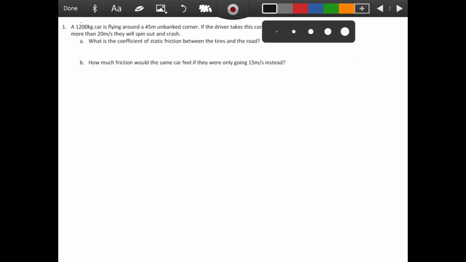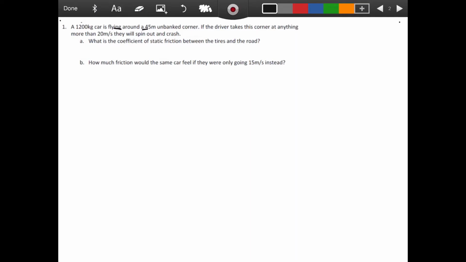Okay, so one of the next topics that was suggested was circular motion. Here we have a 1,200 kilogram car driving around a 45-meter unbanked corner, where 45 meters is going to be the radius. If the driver takes this in anything more than 20 meters per second, they will spin out and crash. So that's going to be our maximum friction. If it's unbanked, friction has to be acting as the centripetal force.